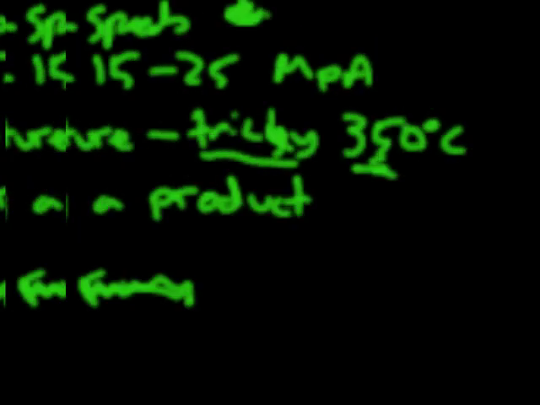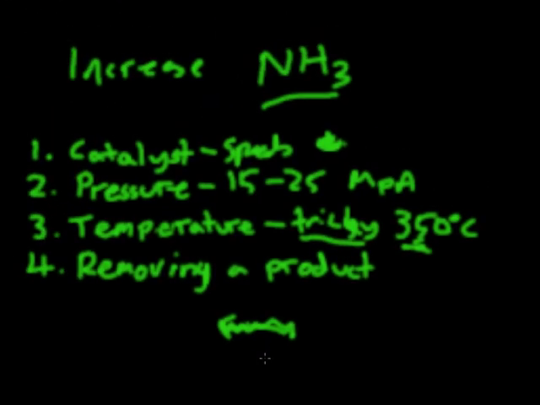Alright, so that's the 4 tricks that we use for the Haber Bosch process. We use a catalyst, we increase the pressure, we increase temperature the right amount, not too much, to what we call a compromised temperature, and we remove the product. So that's the central core of the Haber Bosch process.